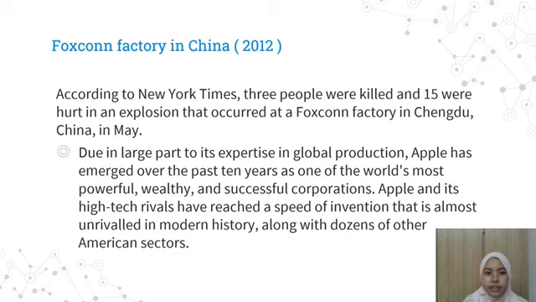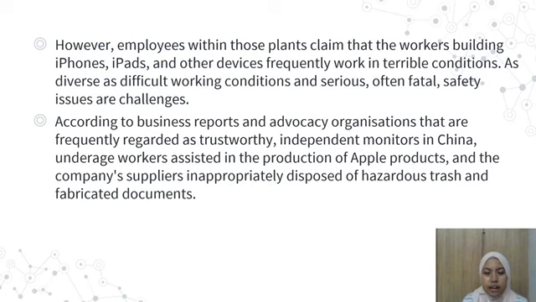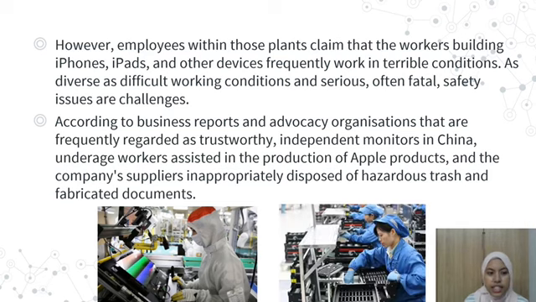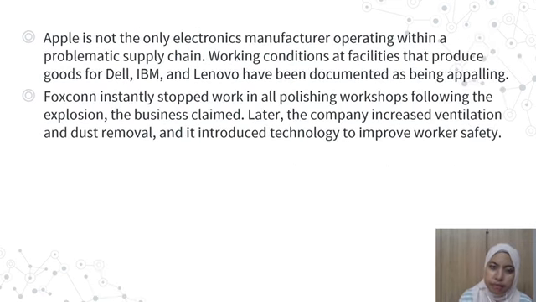As we all know, Apple is one of the world's most powerful, wealthy, and successful corporations. However, they treat the workers badly, making them work in terrible conditions. According to business reports and advocacy organizations, underage workers assisted in the production of Apple products, and the company's suppliers inappropriately disposed of hazardous trash and fabricated documents. This is clearly a violation of employee ethics, even more so when it comes to the health of the employee. Apple is not the only company that operates with a problematic supply chain. Companies such as Dell, IBM, and Lenovo have also been documented as appalling.